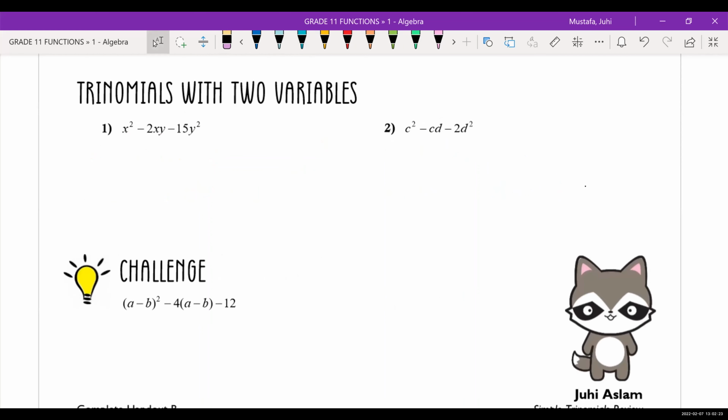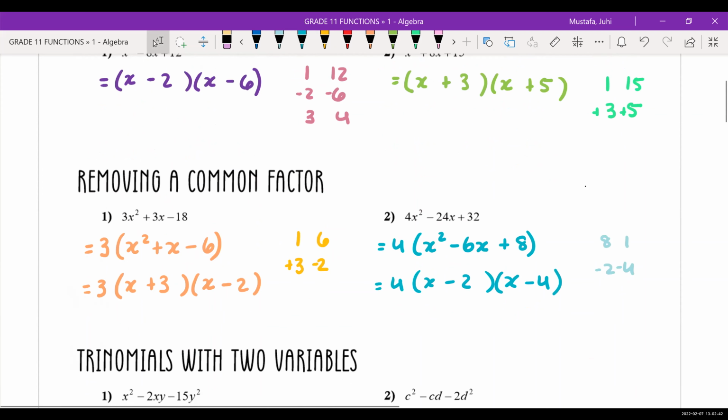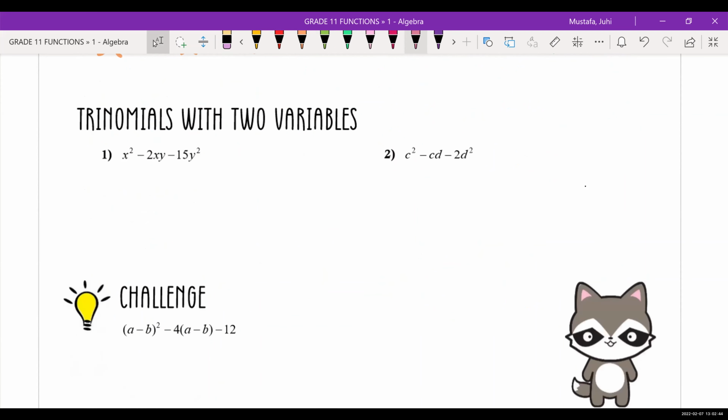The next set of questions looks a little bit different because we now have this random y at the second part of the question. I actually don't worry about the variables at all. I just consider the numbers and the variables all just fall into place. So again, I'll show you my strategy. This is a simple trinomial because there's no number in front of the x squared. So I know that to be true. I'm going to go ahead and start factoring it, and I'm going to get an x and an x over here.